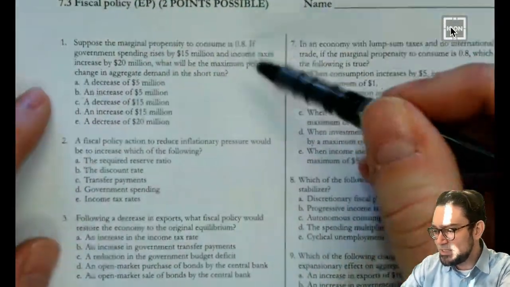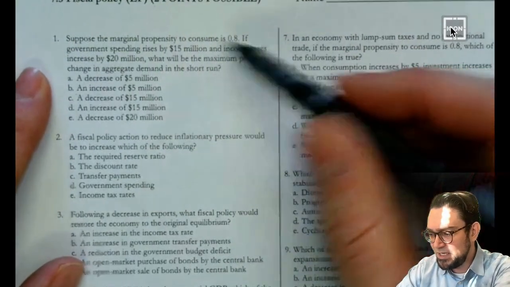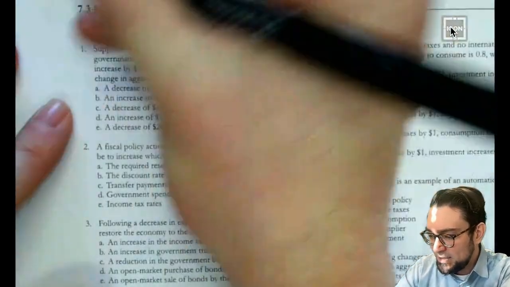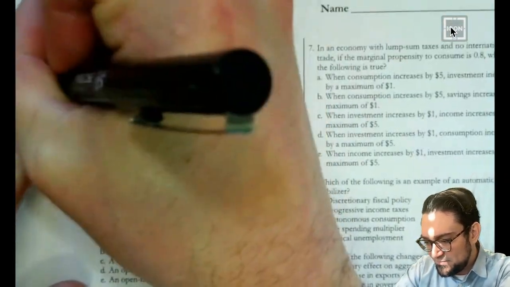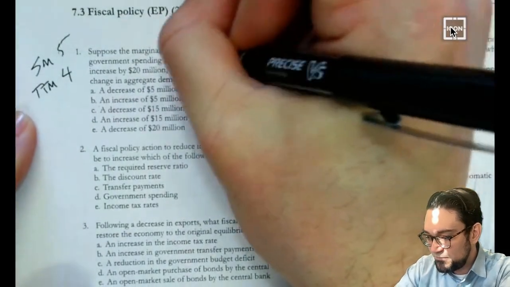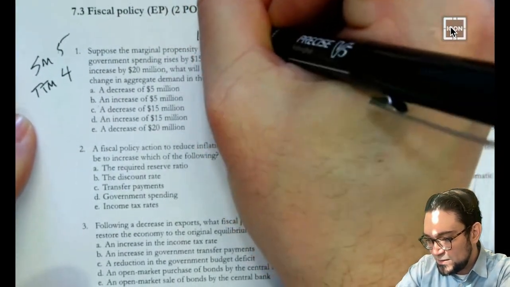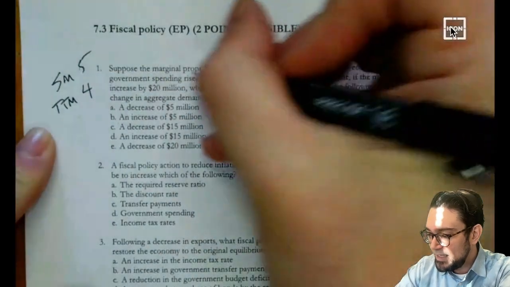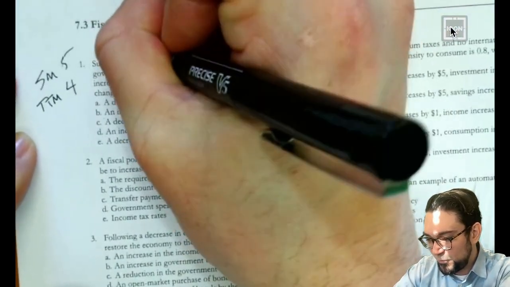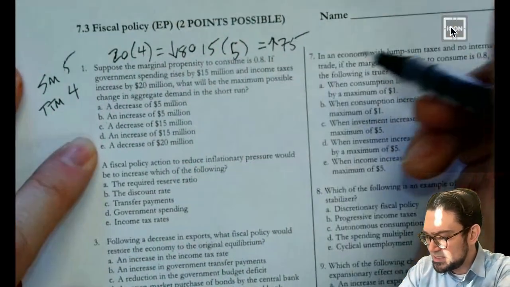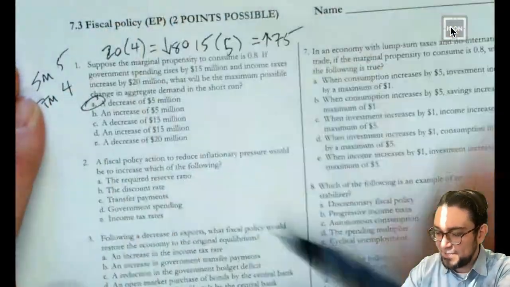Number 1, suppose the MPC is 0.8. If government spending rises by 15, income taxes increase by 20. Okay, we know our spending multiplier is 5 and our taxes and transfers multiplier is 4 in those cases. So 5 times 15 is going to increase it by 75, and 20 times 4 is going to decrease it by 80, for an overall effect of a decrease of 5. So that's going to be A.